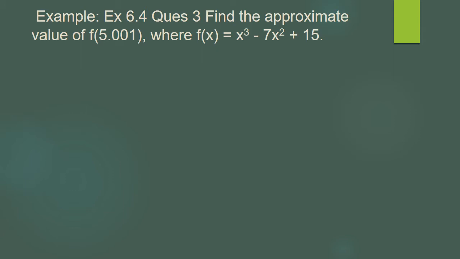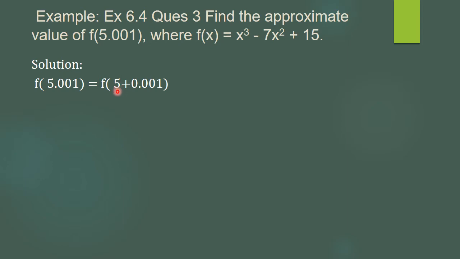We have taken question number 3. Find the approximate value of f of 5.001 when f of x is given as x cube minus 7x square plus 15. Now in this case, as we require f of 5.001, that means every x should be replaced by 5.001. That will not be possible, or it will be very tedious. So for that, as we require 5.001, first we can write f of 5.001 as f of 5 plus 0.001.